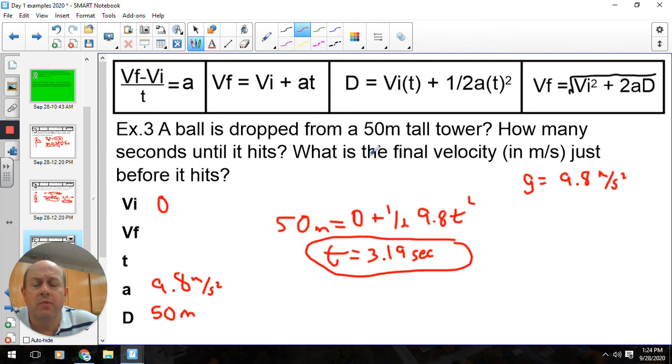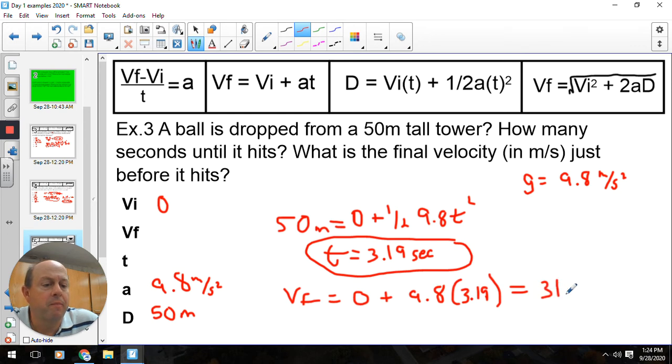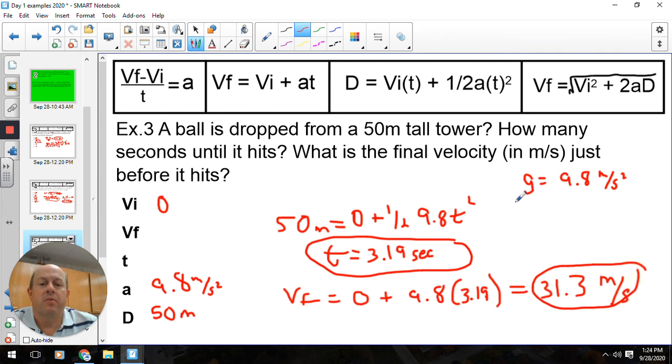Now that we know that, then we can use any of these equations to solve for VF. I'd probably say this guy here. So VF equals, again, VI was 0, so plus AT, so that'd be 9.8 times my 3.19 seconds. And so that's going to give us a VF of 31.3 meters per second. Okay, and so that would be my final answers for both of those problems.